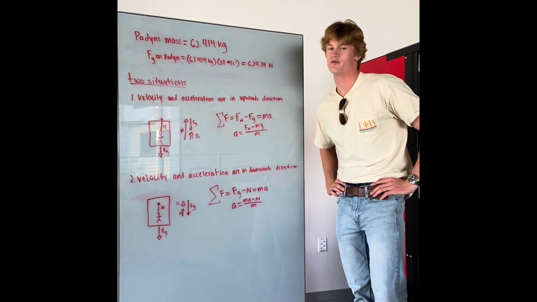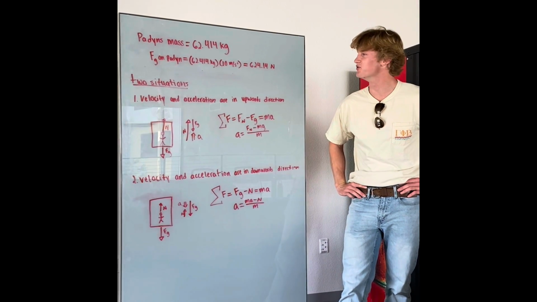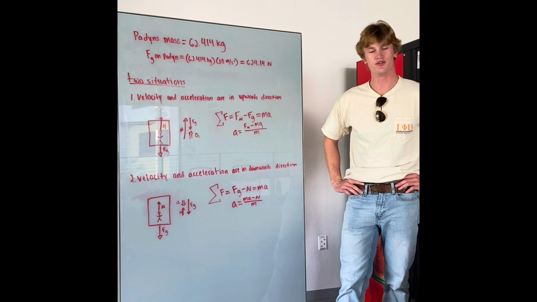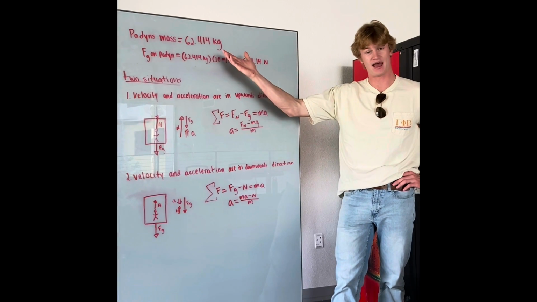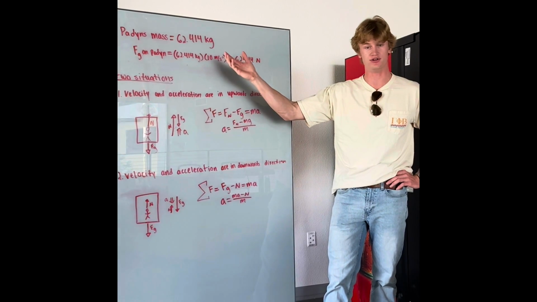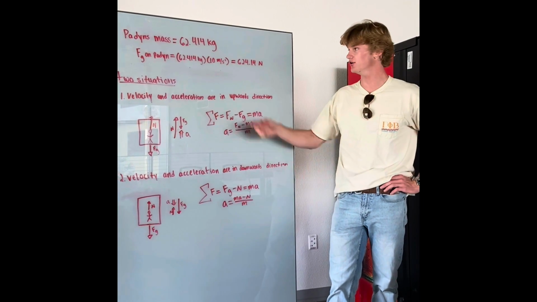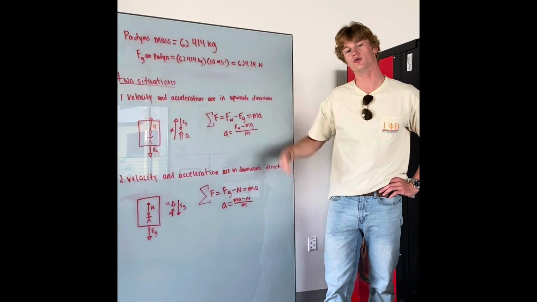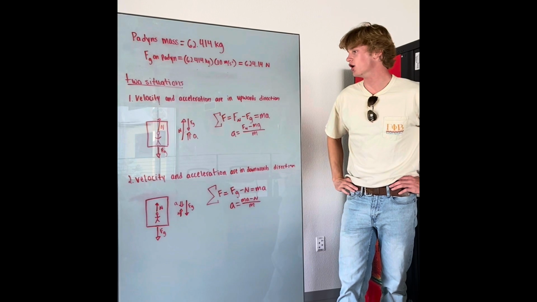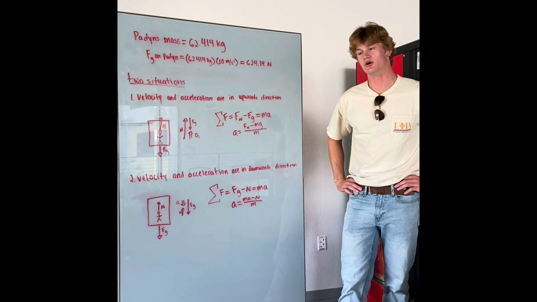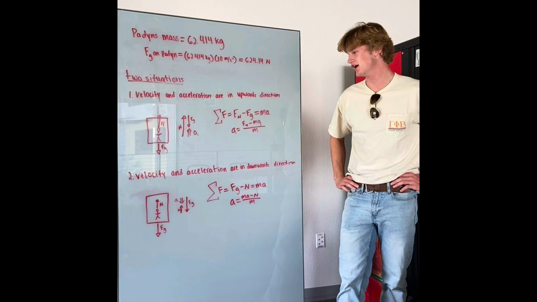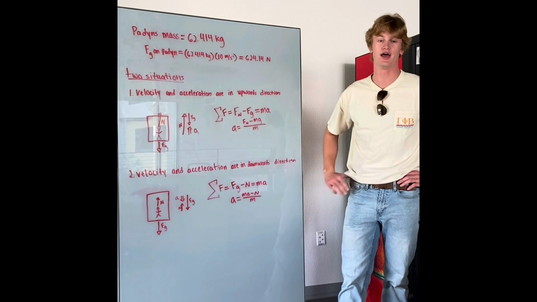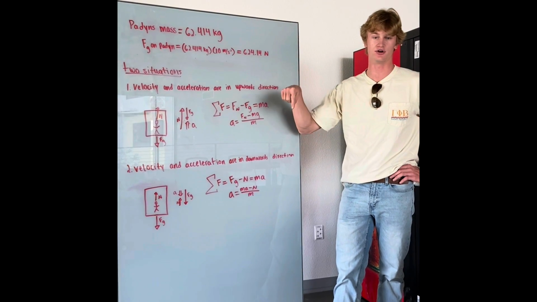Alright guys, so Peyton's mass is 62.414 kilograms. Therefore the force of gravity is the mass multiplied by the acceleration due to gravity, which is 10, so it's going to be 624.14 newtons. So we are going to analyze Peyton and the normal force acting upon her as the elevator goes up and as the elevator goes down.